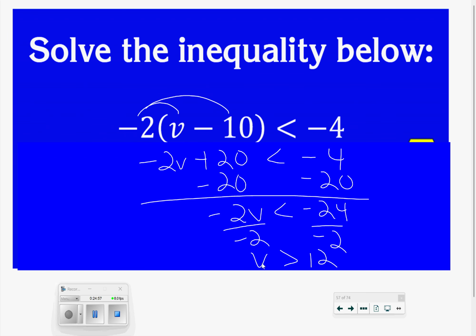All right, you should get v is greater than 12. Greater than 12, okay? You got to distribute the negative 2. You get negative 2v, positive 20. Subtract the 20 on both sides, bring down the negative 2v, you get negative 24 on the right. Dividing by negative 2, don't forget to swap the inequality around, and v is greater than 12.